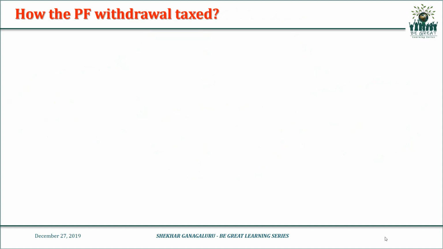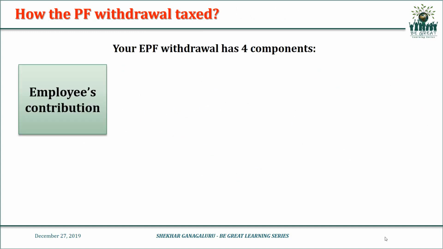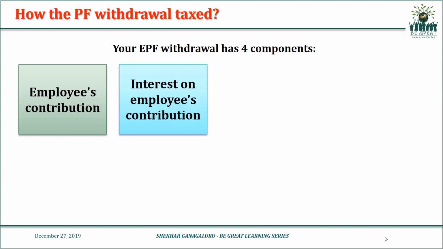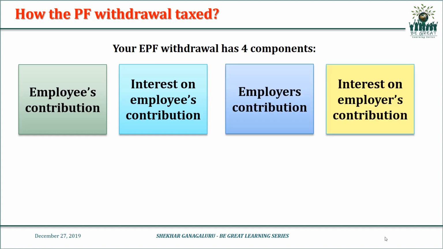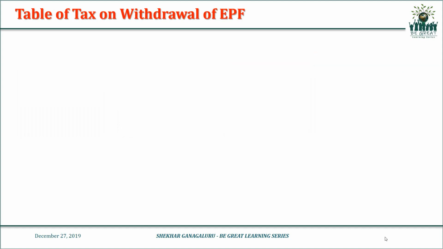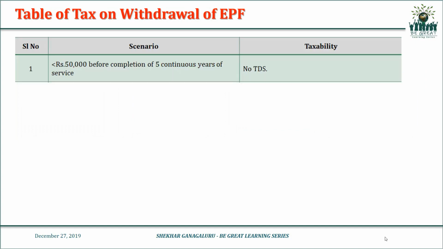In this slide, we will be understanding how the PF withdrawals are taxed. PF withdrawal has 4 components. Employee's contribution: this is the amount contributed by the employee to his PF account. This portion of the withdrawal is not taxable. Interest on employee's contribution: this portion is taxed as income from other sources. Employer's contribution and interest on employer's contribution are both fully taxable, and they are taxed under the head salary in the income tax return.